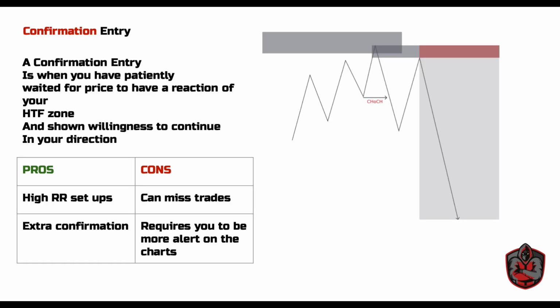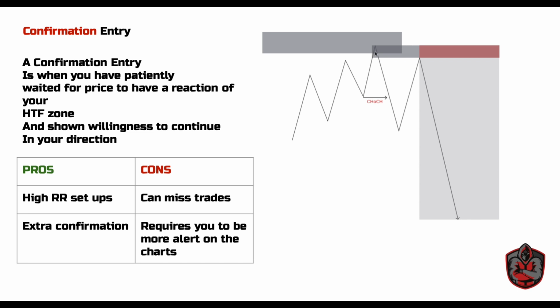Right, a confirmation entry is when you have patiently waited for price to have a reaction off of your higher time frame zone. Okay, so imagine this was our 4 hour area of supply. You would wait for price to show some rejection. Okay, and you would wait for a change of character, your breaker structure. Alright, only then you'll get in at a re-entry.